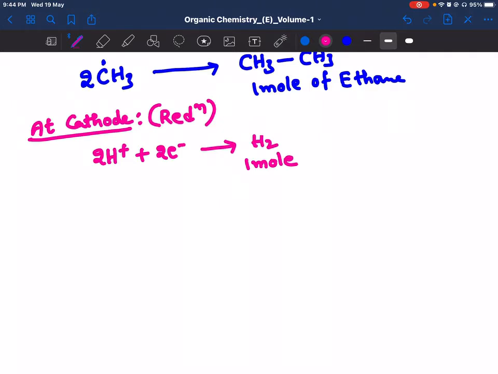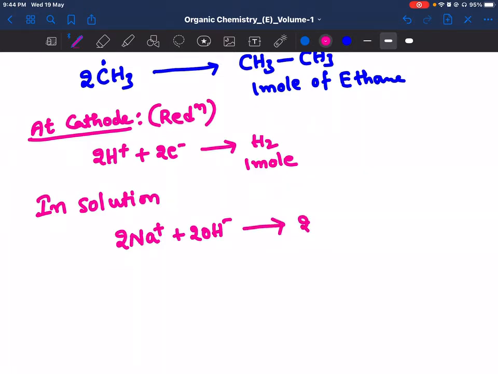Remaining ions in solution: what will be there? Na plus ions and OH minus ions will be there. Those two combine together, and you get NaOH solution.